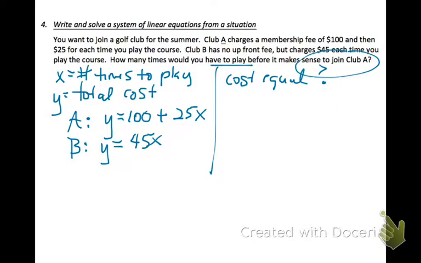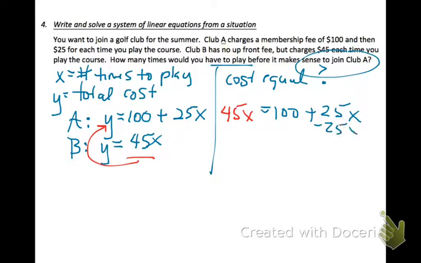So since we want to know at how many times they'll be equal, or our break even point, we're going to use substitution. So I'm going to take what y equals here in the second equation and plug it in to my first equation. So I get 45x equals 25x + 100. So this will tell us when the cost of these clubs are the same. So subtract your 25x from both sides, so you get 20x equals 100.